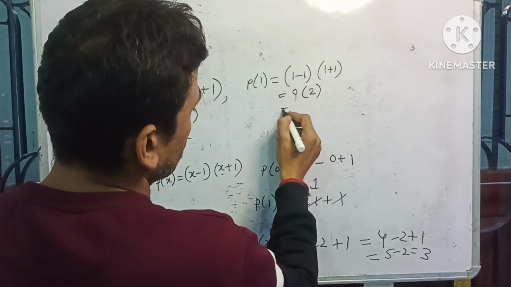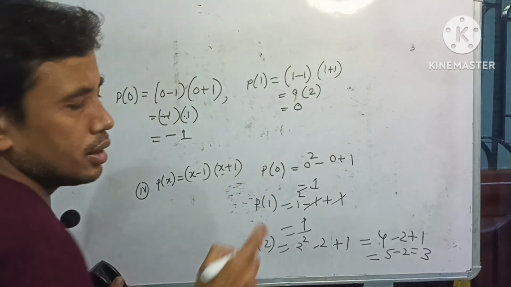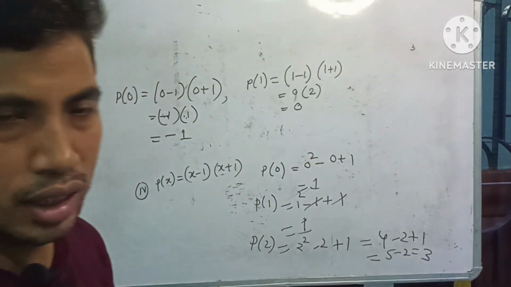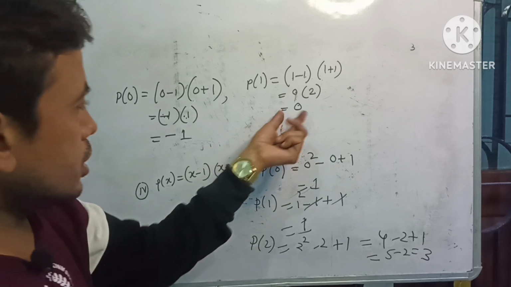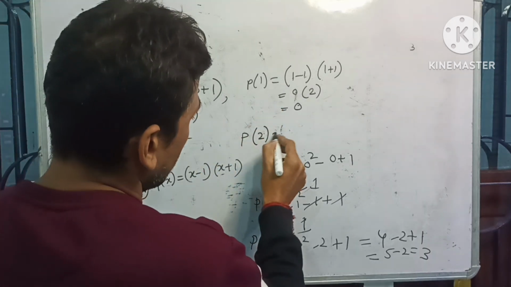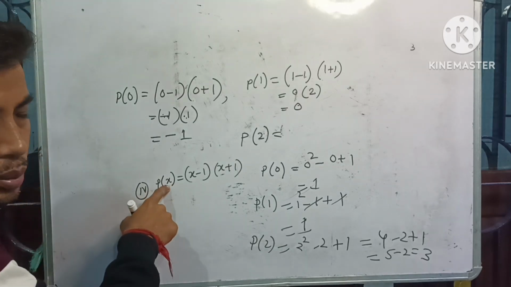1 plus 1 is 2. So 0 into 2 is what? 0. Because any number, if we multiply with 0, the result is what? The result is 0. Okay? Now we need P(2). P(2) means what? That means we replace x by 2.